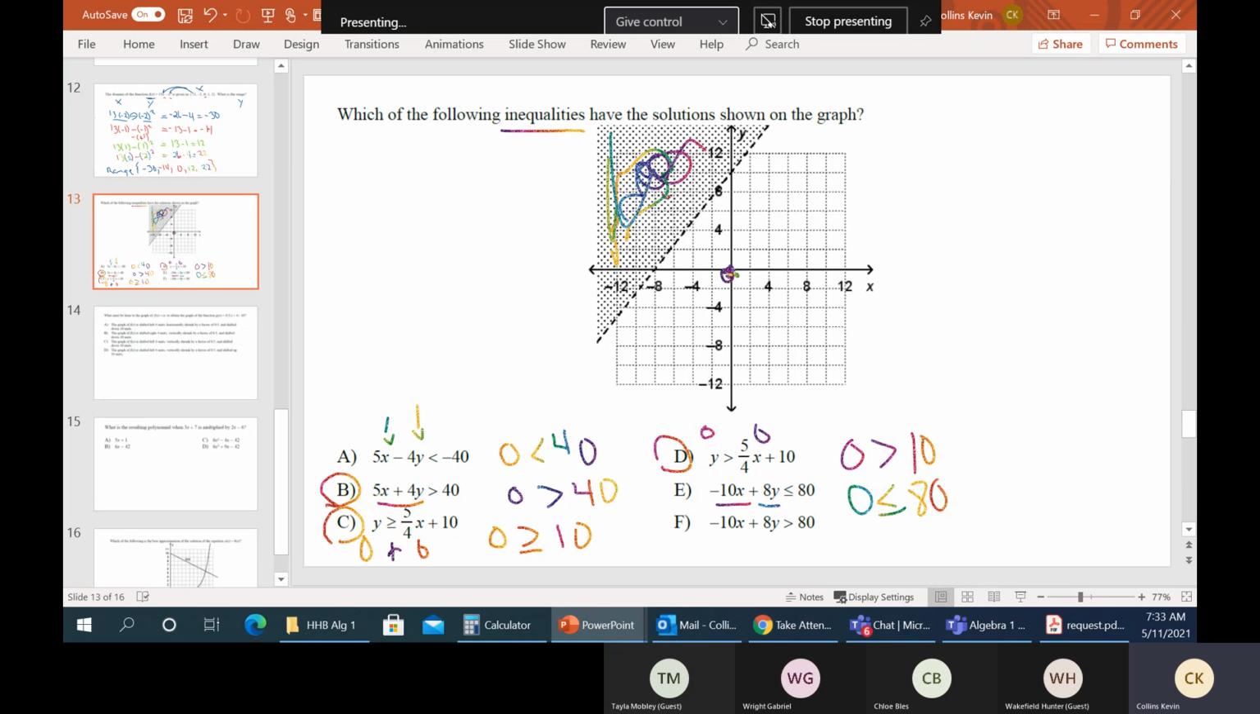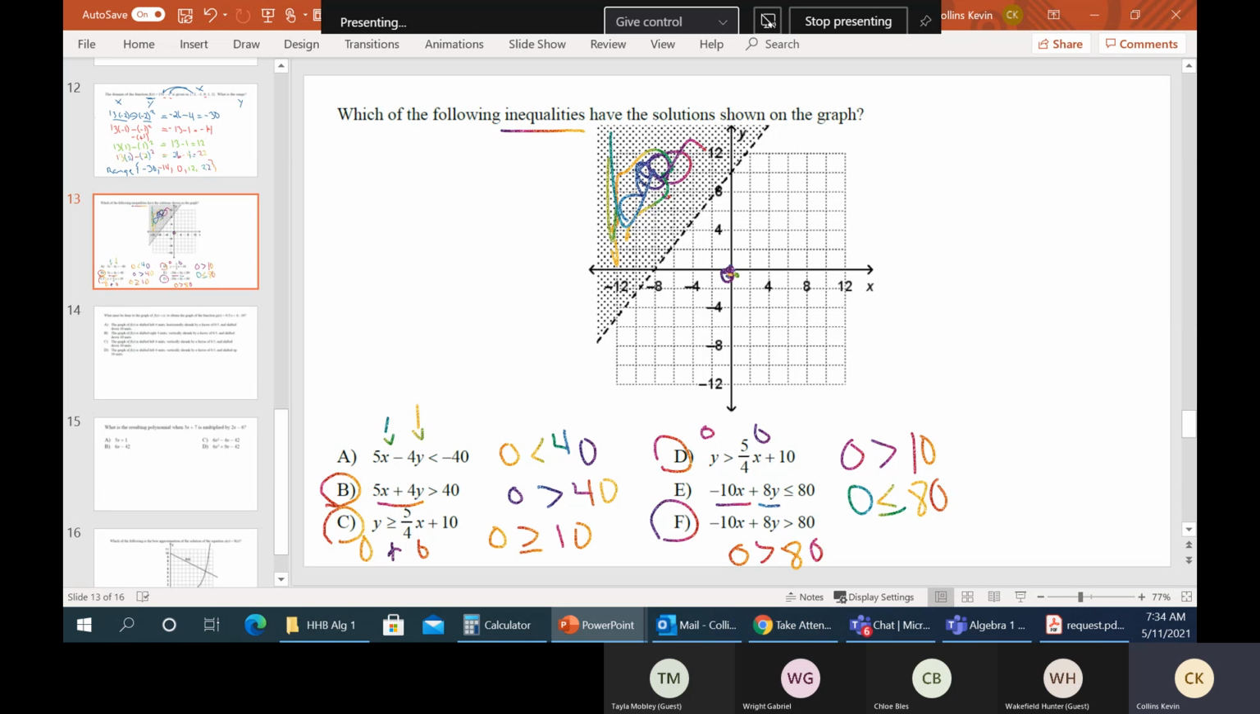And then we look at the last one here. We plug in 0 and 0. So we get 0 is greater than 80. Now, is that true? Is 0 greater than 80? No. So that's one of our answers too. So we've got 4 answers on that one.